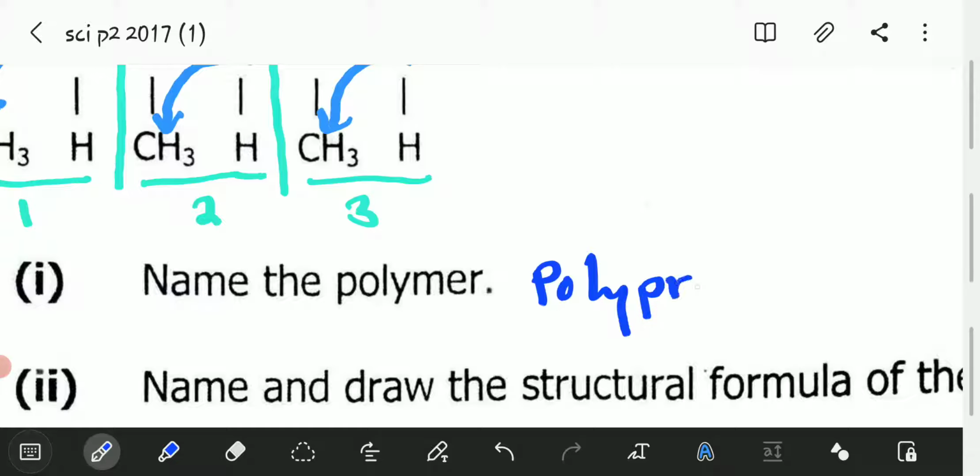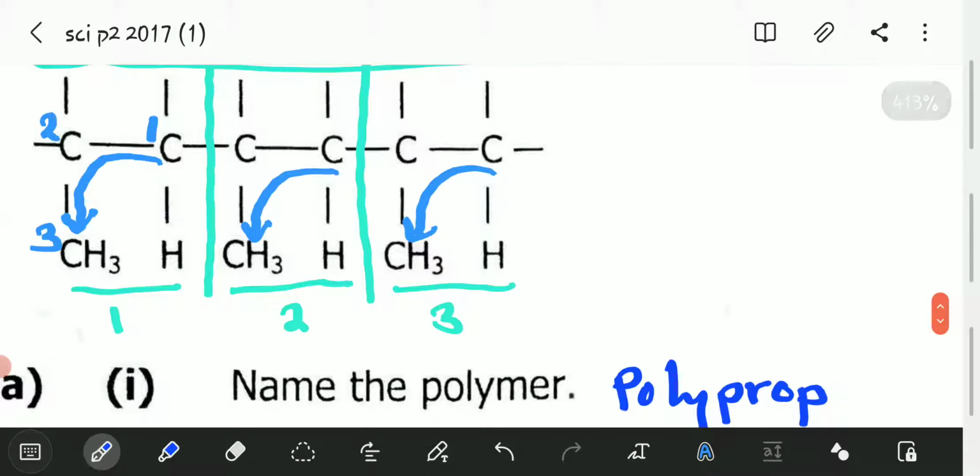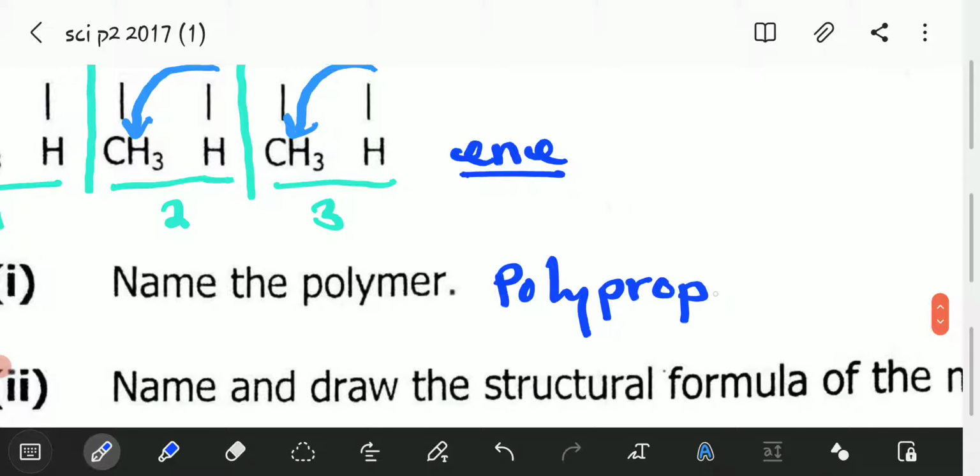So polyprop. Now, the last part of the name for addition polymers will end with the suffix ene. So it will be polypropene. This is the name of the polymer. Polypropene. So the name of the polymer is polypropene.